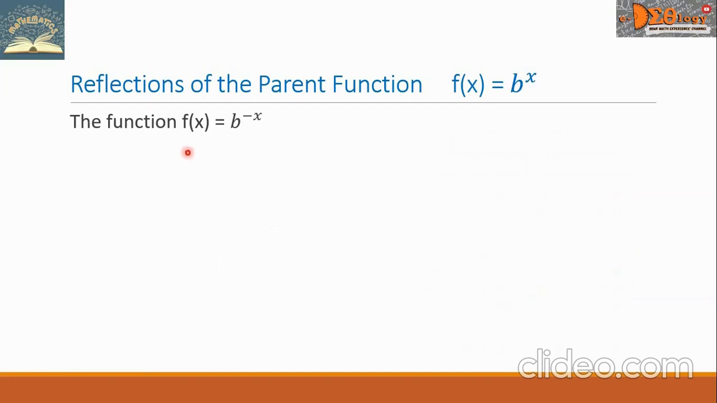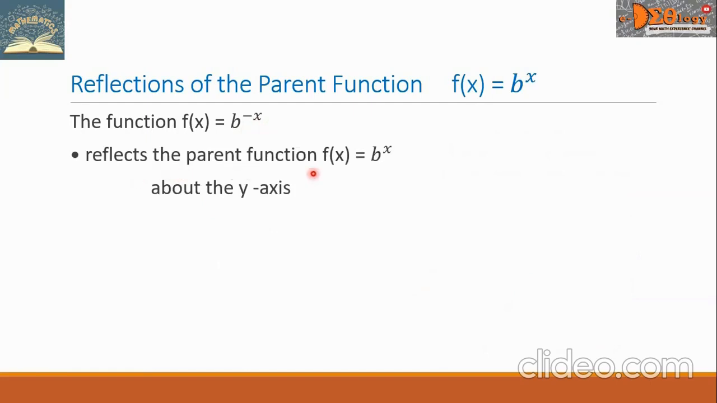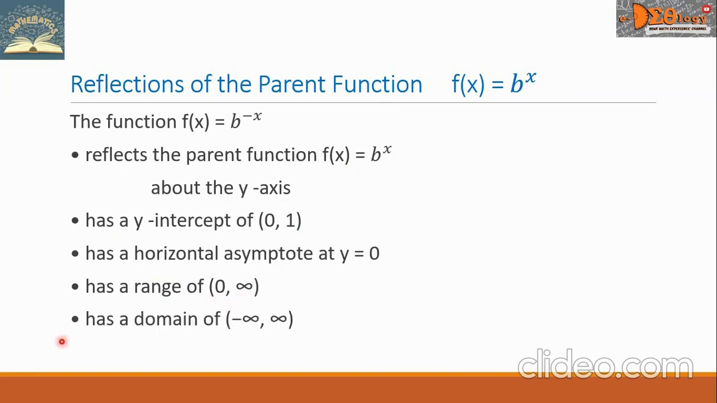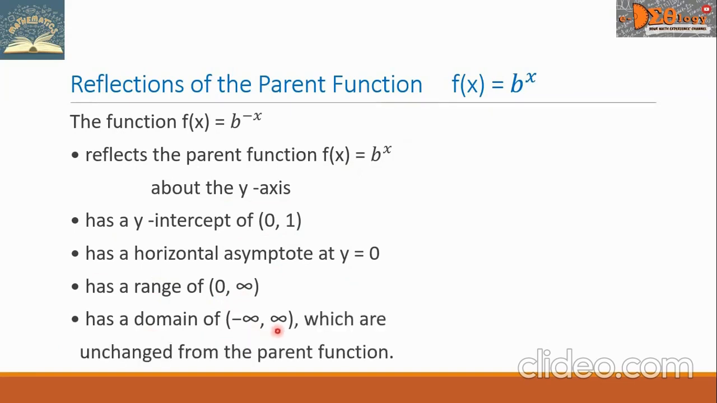Now, the function f of x equals b raised to negative x reflects the parent function f of x equals b raised to x about the y-axis. It has a y-intercept of (0, 1). It has a horizontal asymptote at y equals 0. It has a range of (0, positive infinity). It has a domain of (negative infinity, positive infinity), which are unchanged from the parent function.